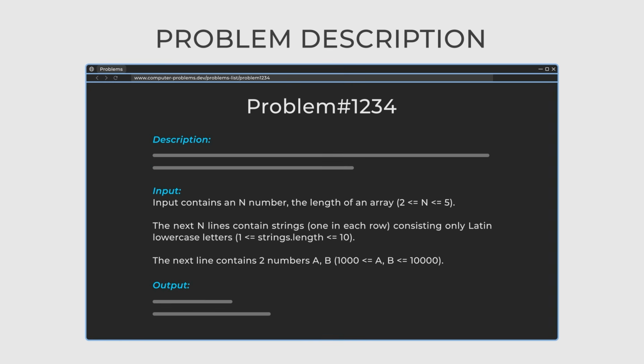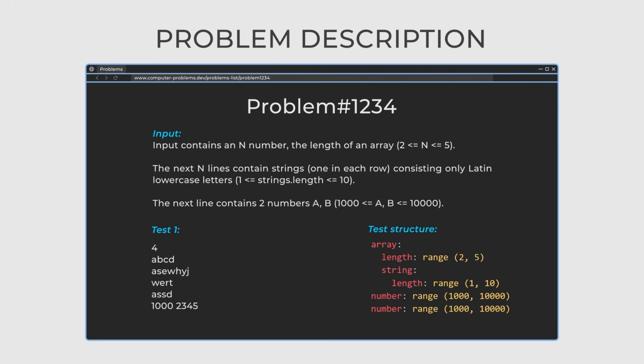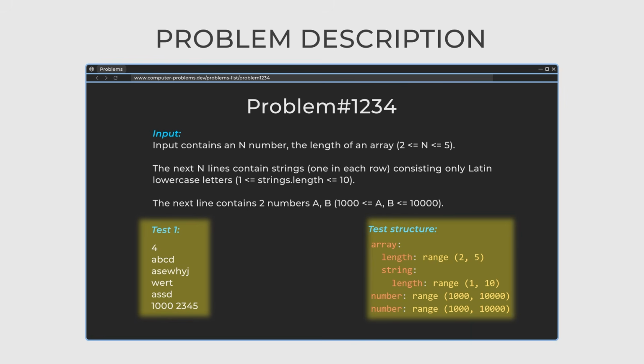Composite. Imagine that you are working on a website that hosts many different computer science and competitive programming problems. You want to create a framework to generate random tests for these problems. You want to be able to specify limits for each test element and then generate an infinite number of tests. Let's look at an example.